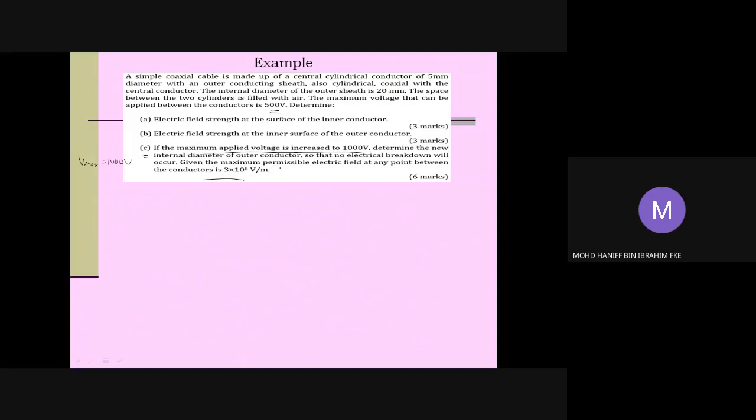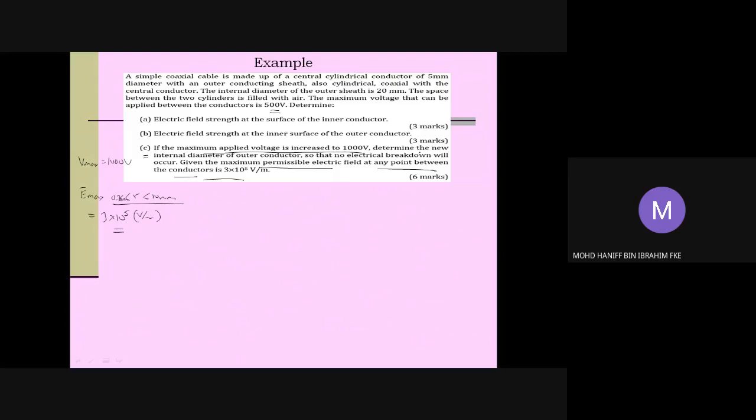And then we are given the maximum permissible electric field, the E field maximum at any point between the conductors, between 0.25 milli and 10 milli. The Emax within this region is 3 times 10 power of 5 volt per meter, because between the conductors means the region between 0.25 milli and 10 milli, which is filled with air. So that should be the maximum E field. These are the two pieces of information given from the question.